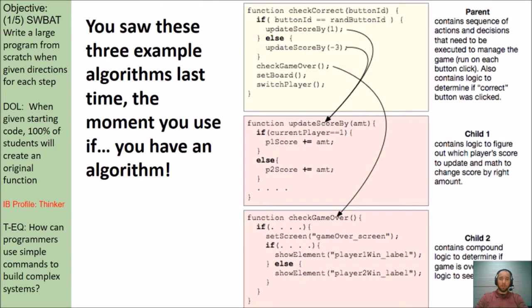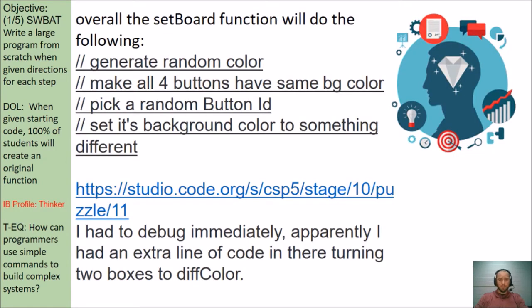So this should look familiar to you. We've talked about having a parent algorithm and then children of it. Overall, the setBoard function will do the following. It's going to generate random colors, make all 4 buttons have the same background color. It's going to pick a random button ID to change that background color to something different. There's the link if you need it.